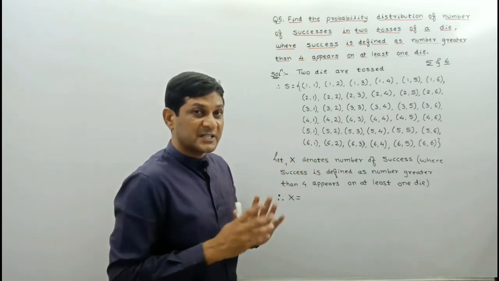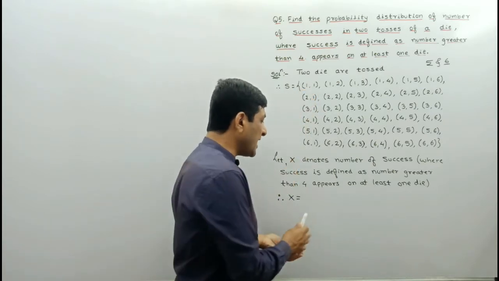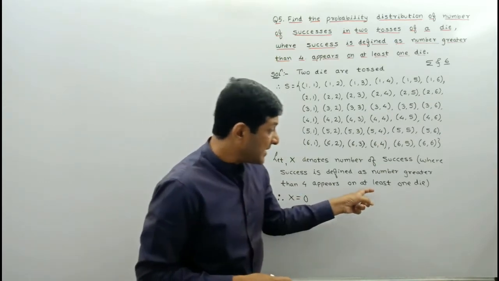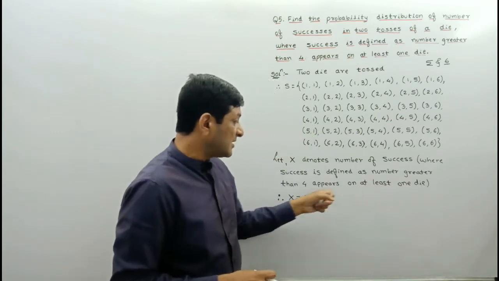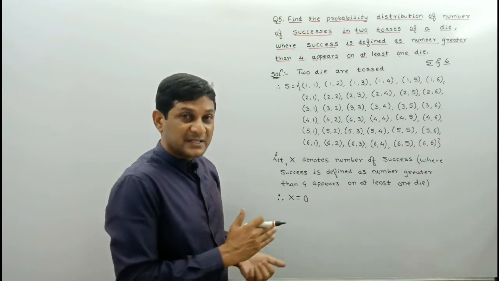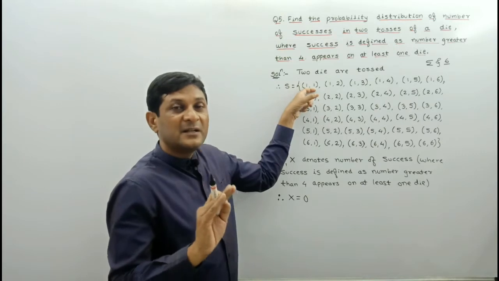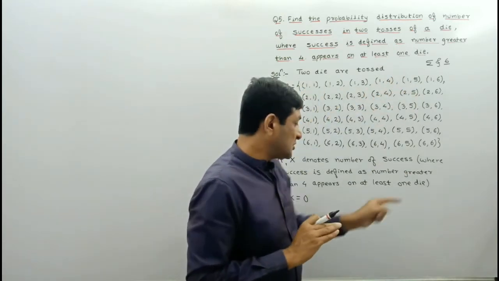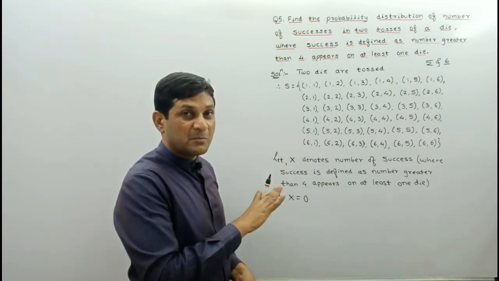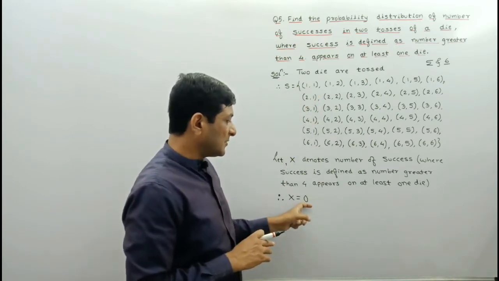A number greater than 4 means either 5 or 6. Here there is neither 5 nor 6. This means the value of X is 0, isn't it? We can say X is equal to 1 or X is equal to 2 when at least one number greater than 4, either 5 or 6, appears on the dice. But in this element, not a single number satisfies the condition that a number greater than 4 appears on at least one die. That's why we can say X is equal to 0.